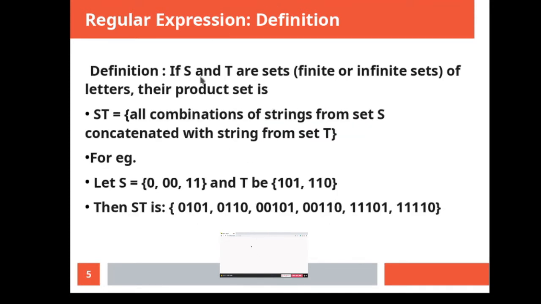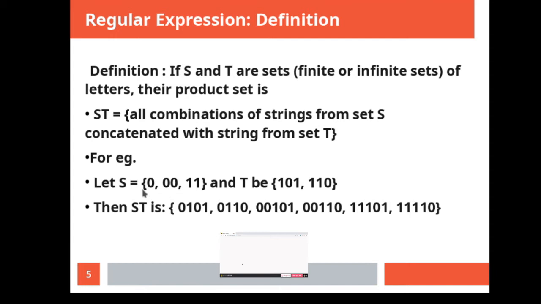If I have to define two sets S and T, they may be finite or infinite. Finite means you have a countable number of words, and infinite means that there are infinitely many words of finite length. So the product set ST will be all combinations of strings from set S concatenated with all combinations of strings from set T.